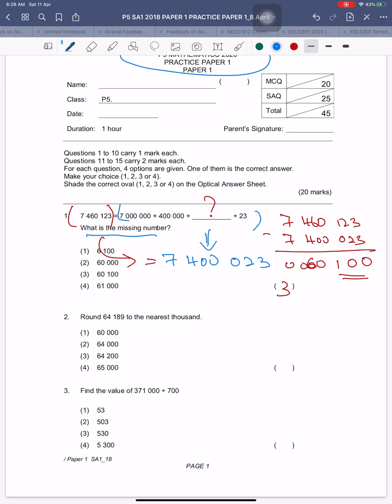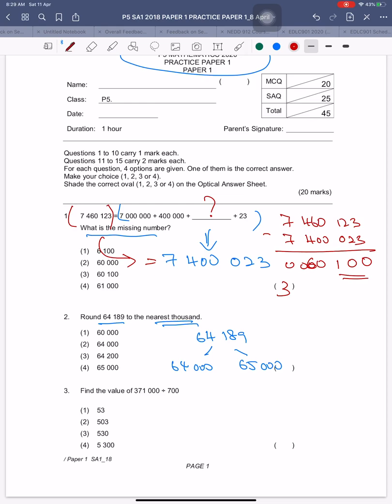Question number 2, round off 64,189 to the nearest 1,000. So you have to ask yourself, 64,189 is between 64,000 and 65,000. Because the question wants you to round off the number to the nearest 1,000.